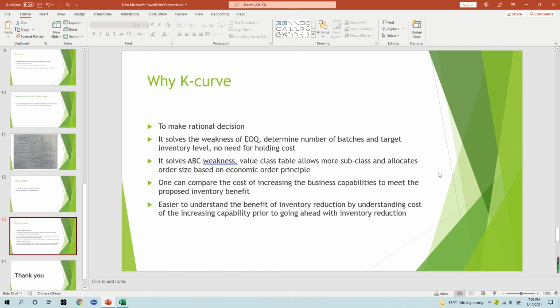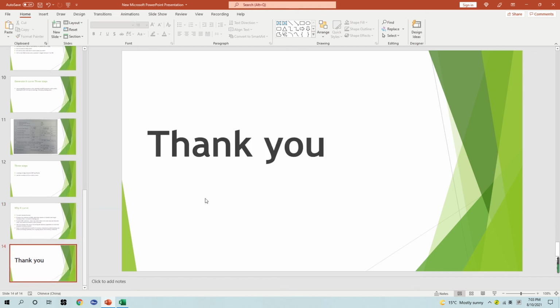And this can compare the cost of increasing the business capabilities to meet the proposed inventory benefit, and then it's easier to understand the benefit of inventory reduction by understanding the costs of increasing capability prior to going ahead with the inventory reduction. And this will be the end of this K-curve methodology of inventory management.